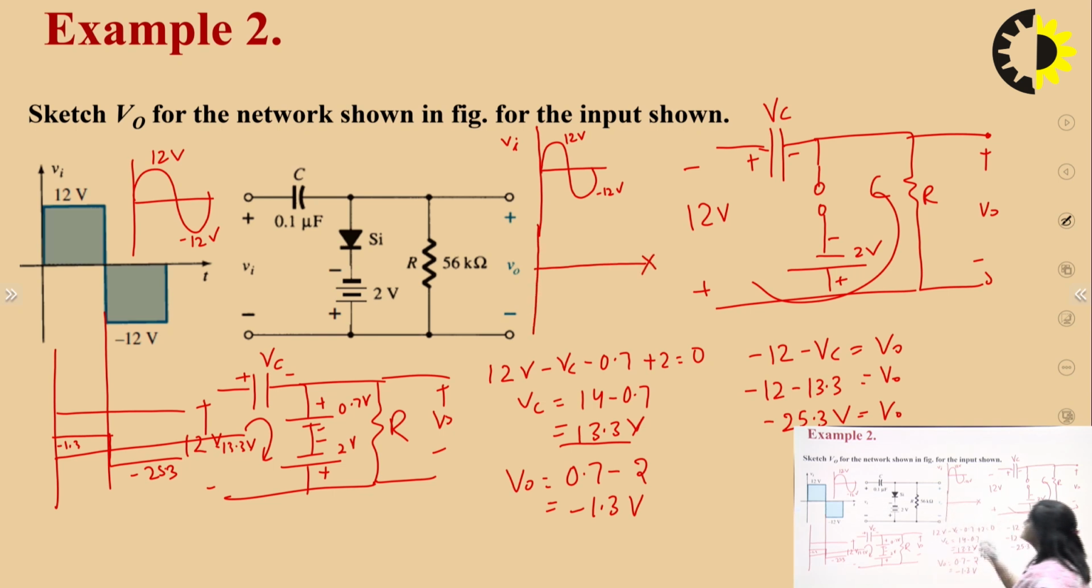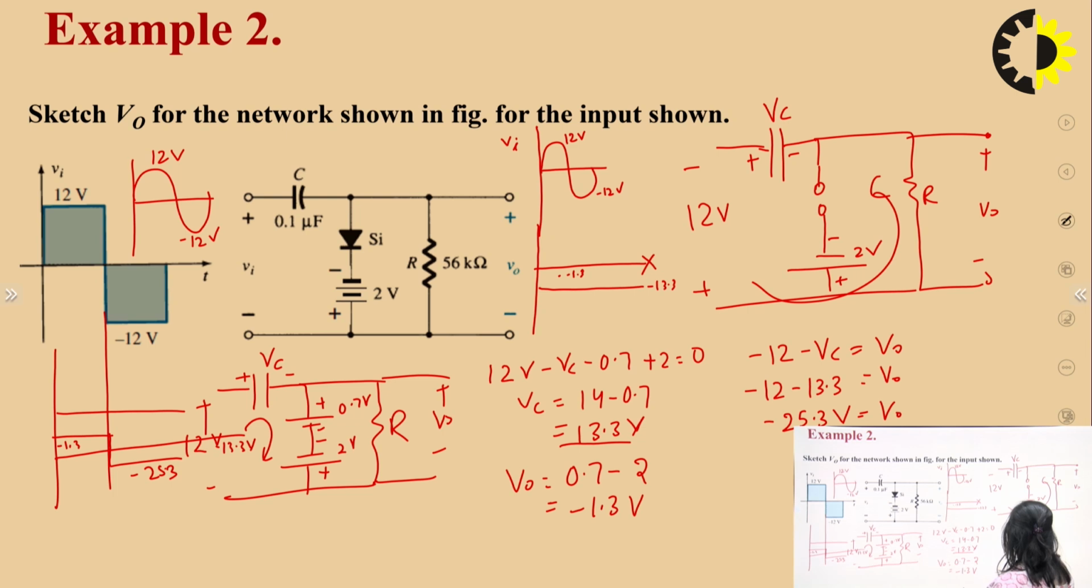So first, this is the datum line that I have drawn here, and for drawing this, first of all we have to draw the DC level. So the DC level is given as 13.3 volt and it is going in the negative direction. So we will draw this 13.3, minus 13.3. Now in the positive half cycle, the output is minus 1.3. So minus 1.3 will be here. This is the minus 1.3.